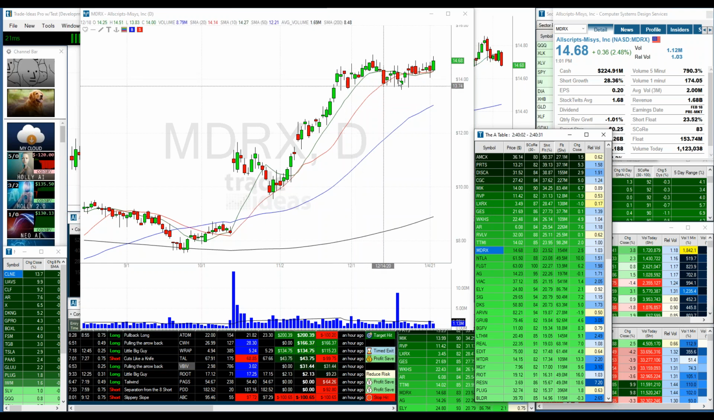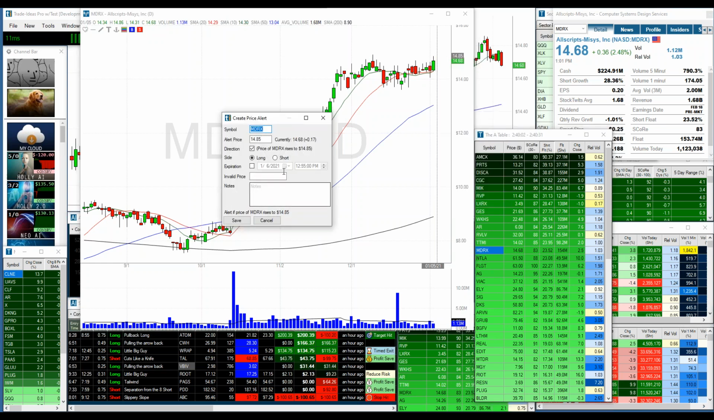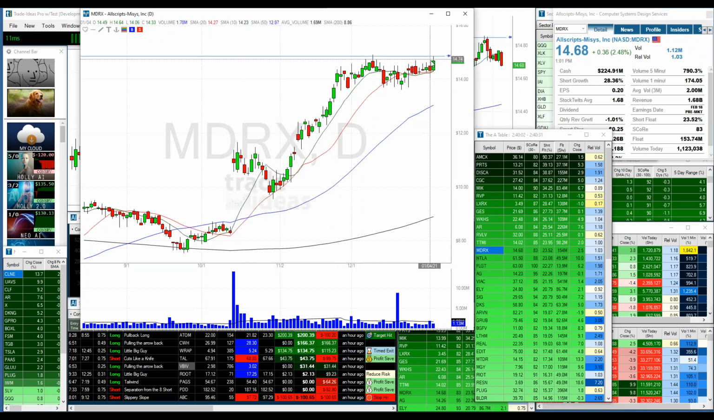Okay, I kind of like this one. It's had a very nice tight range for a while now and still 23% short of the float. I think if it clears today's high, I would like to know about it. So what I'm doing is I'm right clicking in the chart. I'm creating a price alert, which will now pop up on my screen and splash in front of me and give me an awareness of the fact that that price just came through.